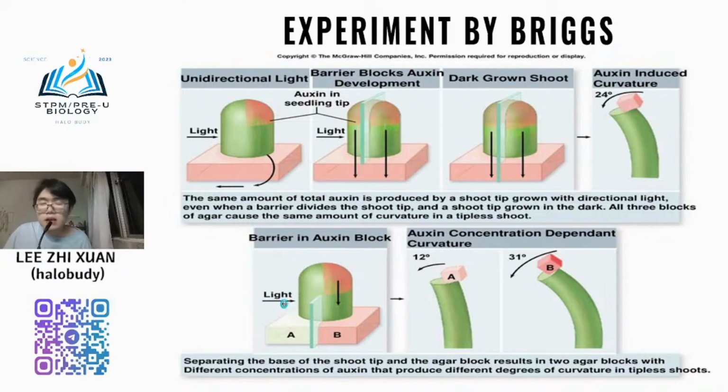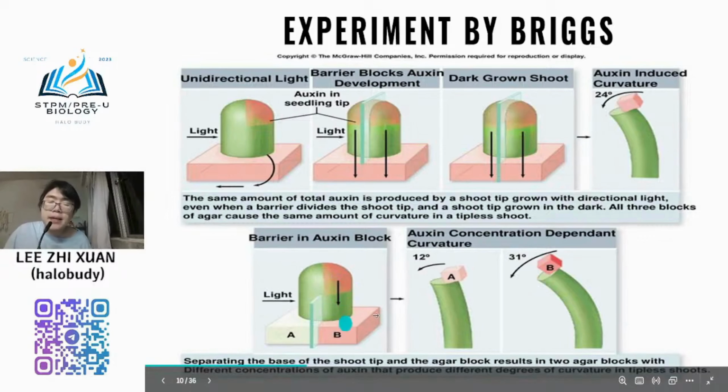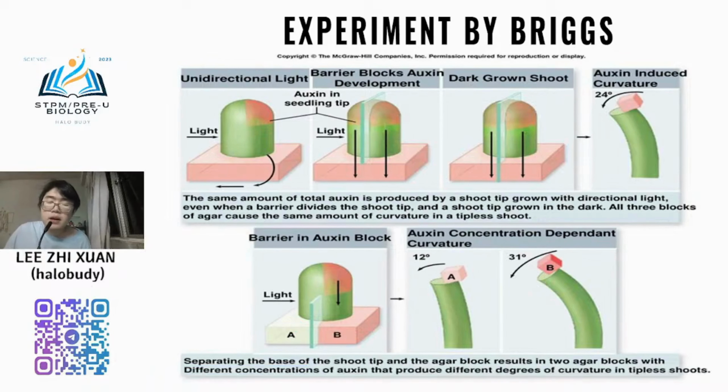if you still remember, auxin will accumulate at the darker side. So meaning that it will only accumulate at part B only. The auxin will accumulate at the part B region only. So meaning that part A region has a lower concentration of auxin.